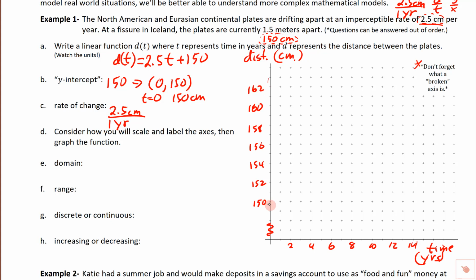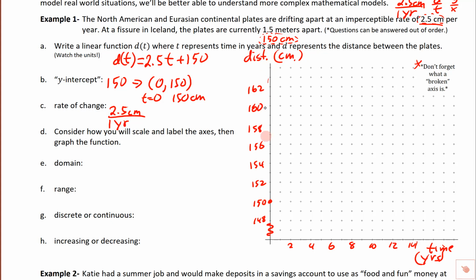So what we're doing here is we're counting by 1 on each one of these. I suppose if we wanted to put 148 there, that would be fine. So 50, 52, 54, 56, 58, and then 60. Now, we put our starting point on here. This is going to be 150, and now we have to go up 2.5 centimeters.